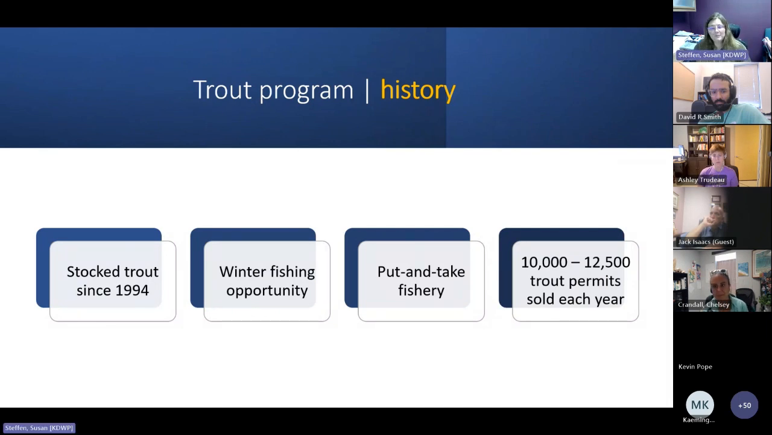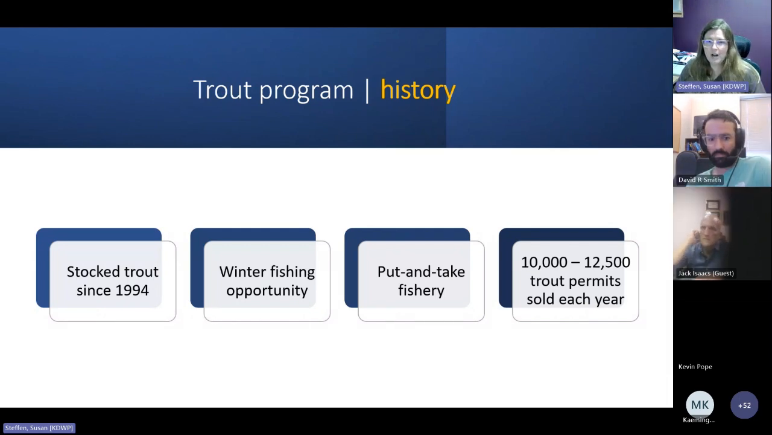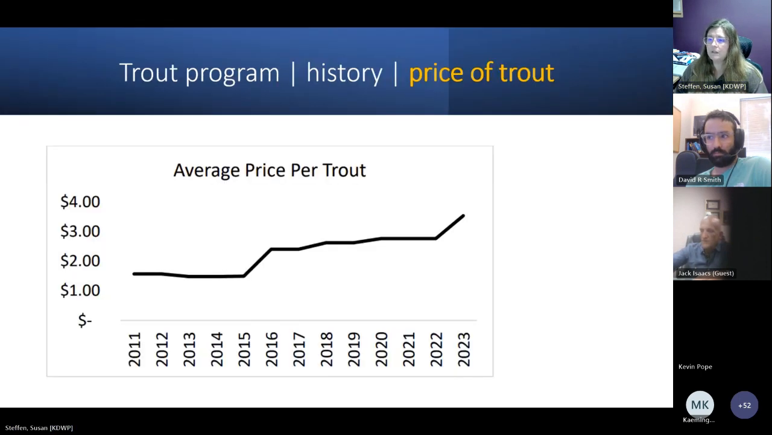In Kansas, we do not have native trout. So this is a winter fishing opportunity only. We've stocked trout since the early 90s, and we offer this as primarily a winter fishing opportunity. Those trout do not survive our hot summers, so it is strictly put and take. We sell upwards of 10,000 trout permits each year, and that is required on top of a regular fishing license. So just trying to give you a little bit of history here about our trout program.